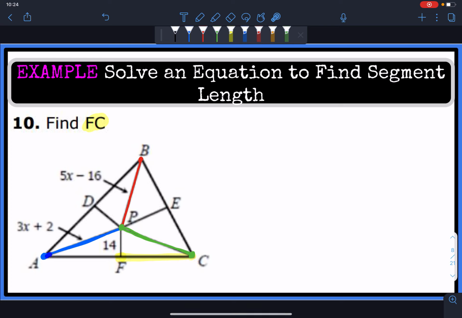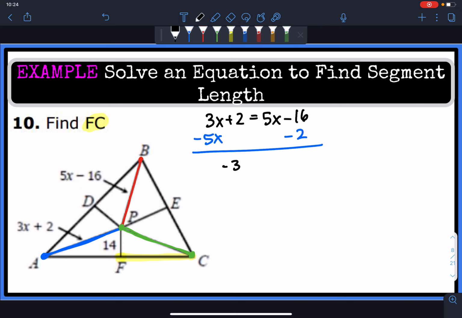Well, since the blue line and the red line are equal, because again they're connected to the circumcenter from the vertices, I can set up my equation by setting them equal to each other. So 3x plus 2 is going to equal 5x minus 16. And with letters to the left and numbers to the right, I would subtract 5x and subtract 2. We would get negative 2x is equal to negative 18. And then dividing by negative 2, we get that the value of x is equal to 9.